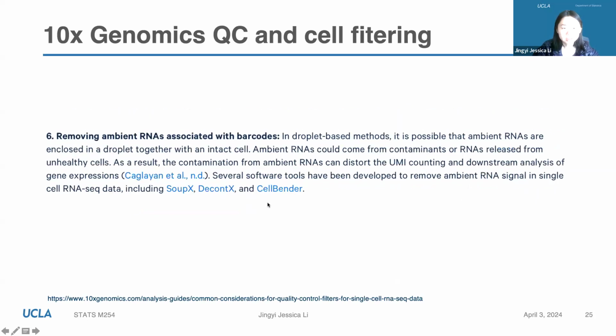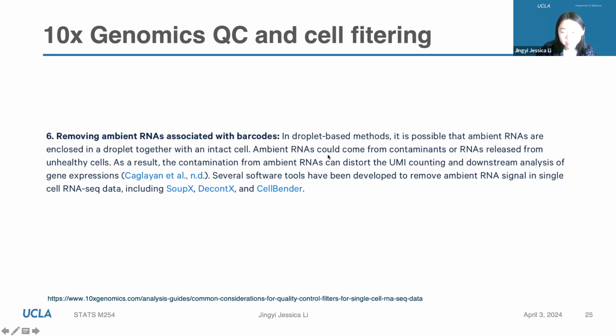That's step 5. Step 6, remove ambient RNAs associated with barcodes. In droplet-based methods, it's possible that ambient RNAs are encapsulated in the droplet together with an intact cell. In this case, it's called contamination. The droplet is not an empty droplet. It does contain a cell, but the UMI count is not accurate because it comes from both the ambient RNA and the RNA in the cell. The ambient RNAs could come from contaminants or RNAs released from unhealthy cells. As a result, the contamination from ambient RNAs can distort the UMI counting and downstream analysis of gene expression.